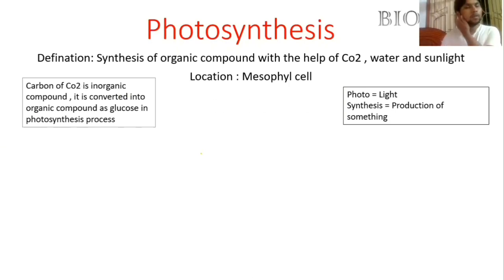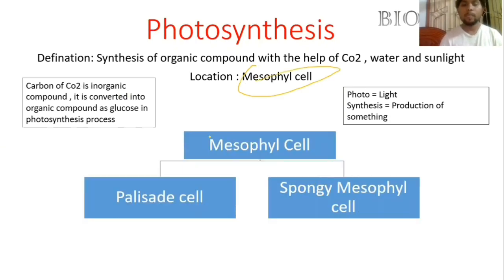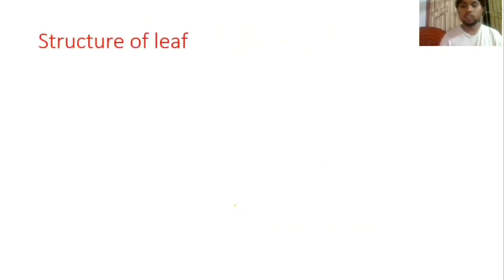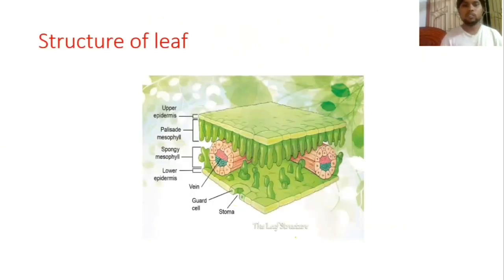So where exactly does photosynthesis take place? Everyone knows it is in the leaf, but where exactly inside the leaf? It is in the mesophyll cell. Do remember, mesophyll cell. Mesophyll cells are of two types: palisade mesophyll cell and spongy mesophyll cell. This is the structure of a leaf. If you cut it horizontally, you can see the structure of the leaf.